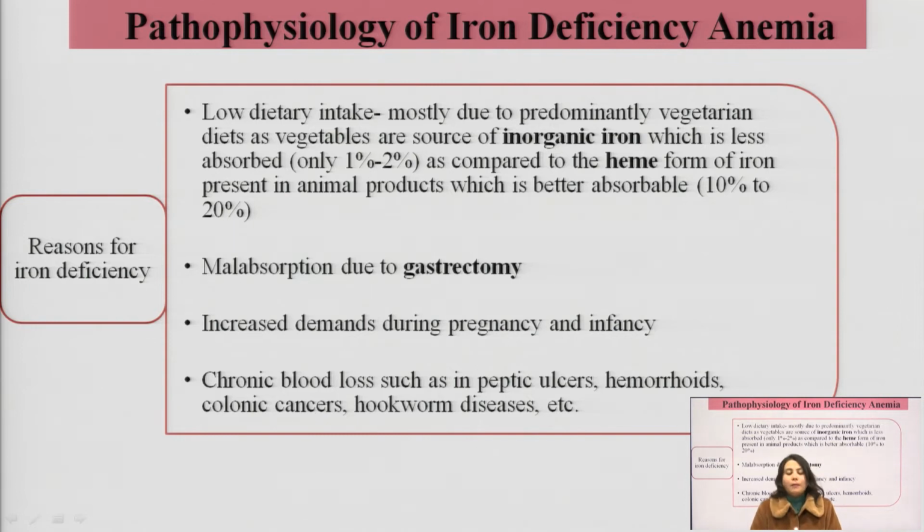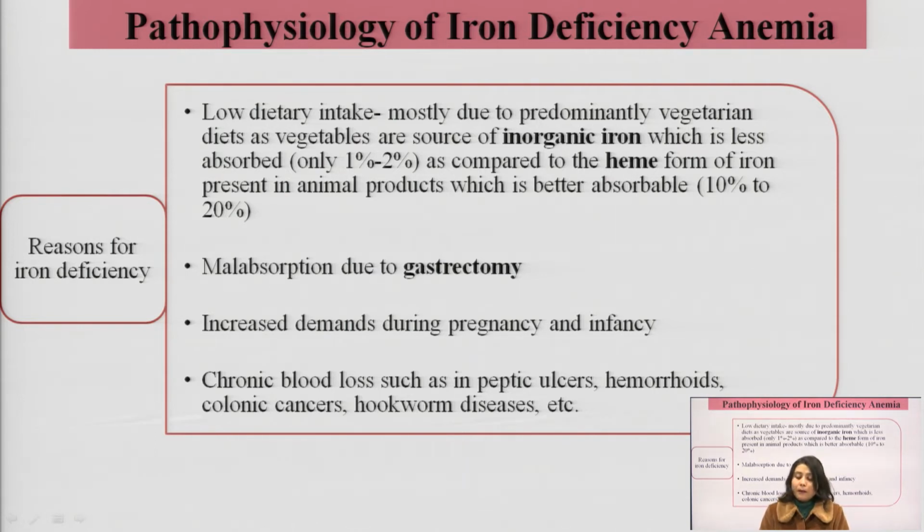Coming to the reasons why iron deficiency occurs in the body. There can be reasons like low dietary intake. People who resort to only a vegetarian diet, the vegetables basically contain the inorganic form of iron, and this inorganic form of iron is absorbed less in the body. Only 1 to 2% is absorbed when we consume vegetables. But when we resort to animal products like a non-vegetarian diet, it contains the heme form of iron and it has better absorption in our body. So, this can also result in iron deficiency.